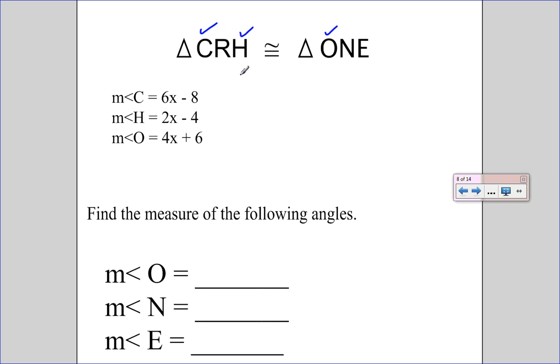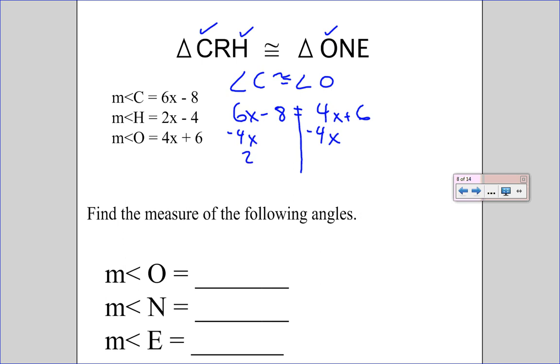What you do see, however, is that angle C is congruent to angle O. So if I know C and O, I can say 6x minus 8 equals 4x plus 6. And let's go ahead and solve that. Subtract 4x from both sides. Gives you 2x minus 8 equals 6. Add 8 to both sides. 2x equals 14. And divide by 2, so x equals 7.